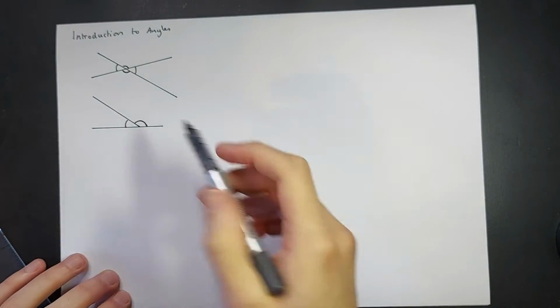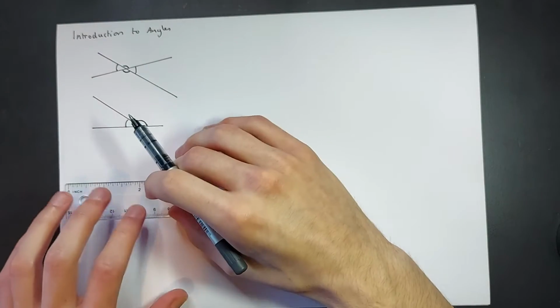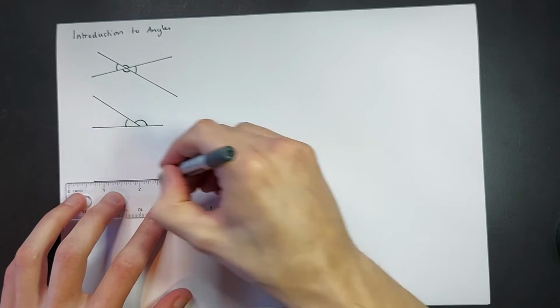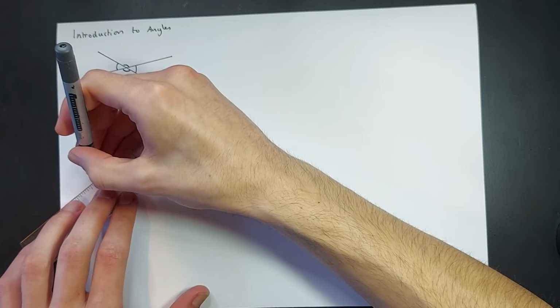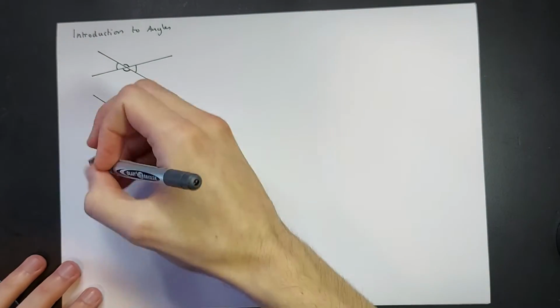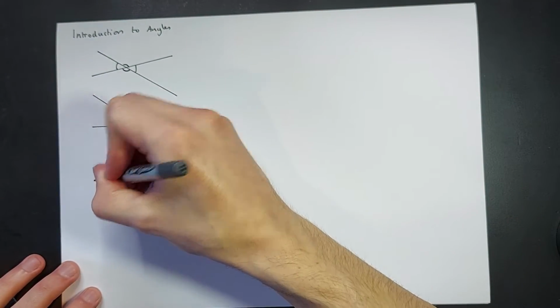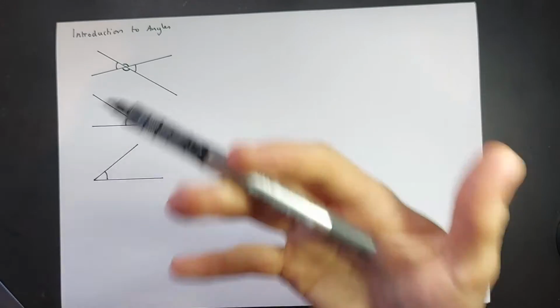The last option, when you have just lines meeting, could be that they meet to create a vertex. So we could have a line here, and then let's say another line like this. Where these two lines meet, we'll create one angle there. So these are the three main cases where you just have straight lines that are meeting.